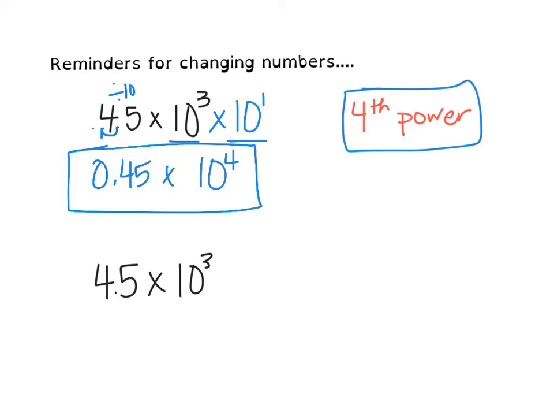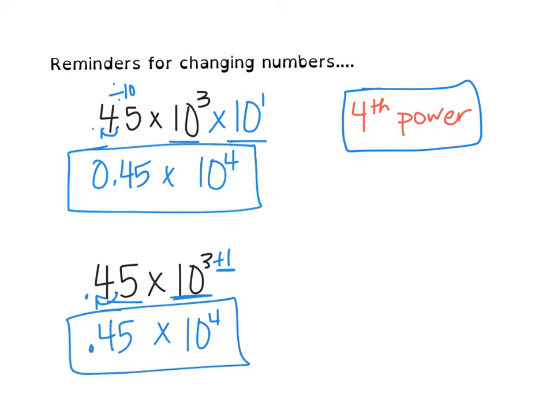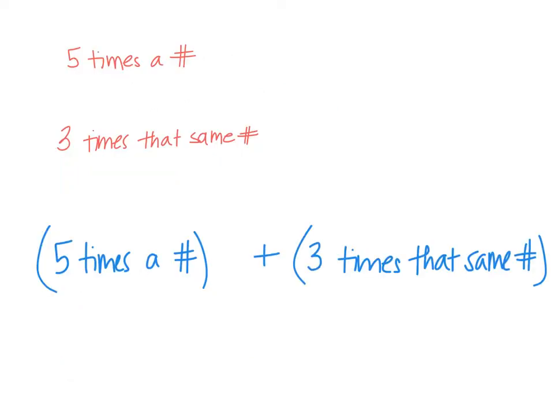Now, another way to think of it, and I showed you the shortcut way in another video, is if I want this to be the fourth, I can add one here, change it to 10 to the fourth. And if I add one here, this number needs to get smaller because this one's getting bigger. So I'm going to move it back one, which is like dividing by 10. And I end up with 0.45 times 10 to the fourth. So either way you do it, that's what you're going to end up with.